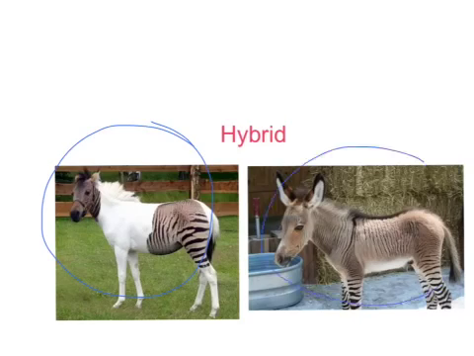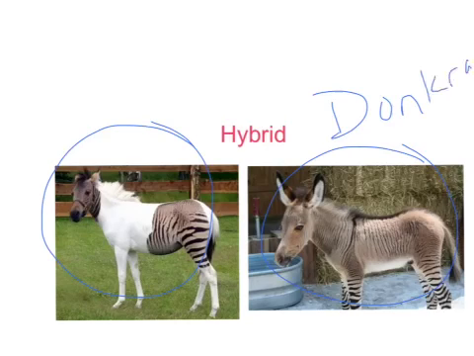Over here is what is called a donkra, which hopefully by the name now you can tell is a mixture of a donkey and a zebra. But again, it's a hybrid. It is not a new species because it is not able to reproduce.